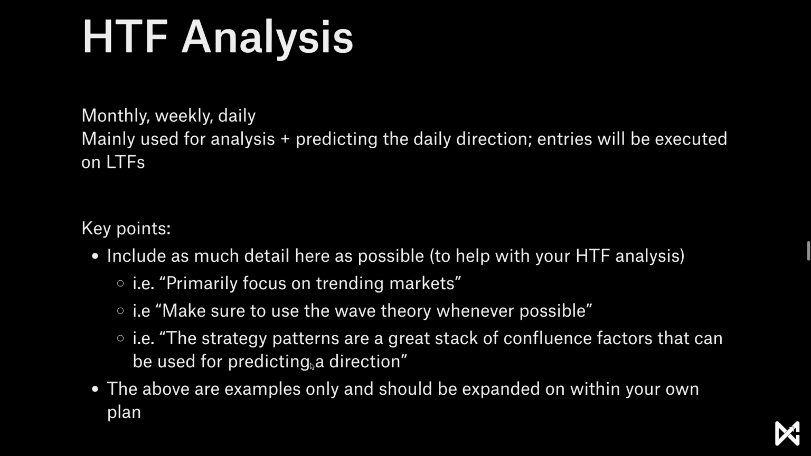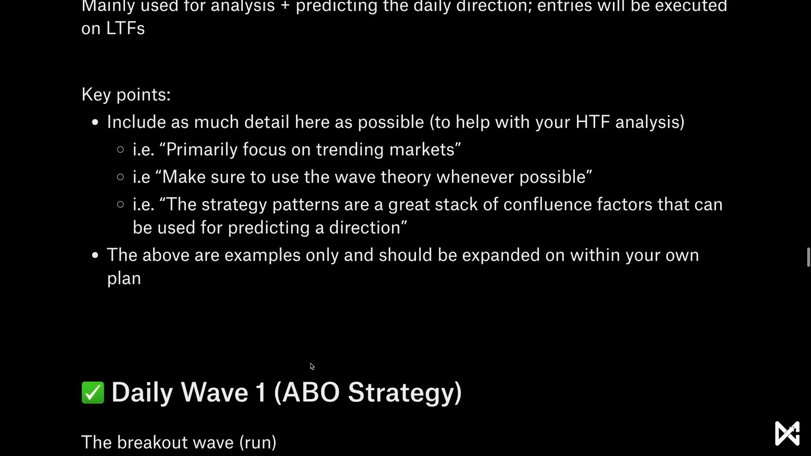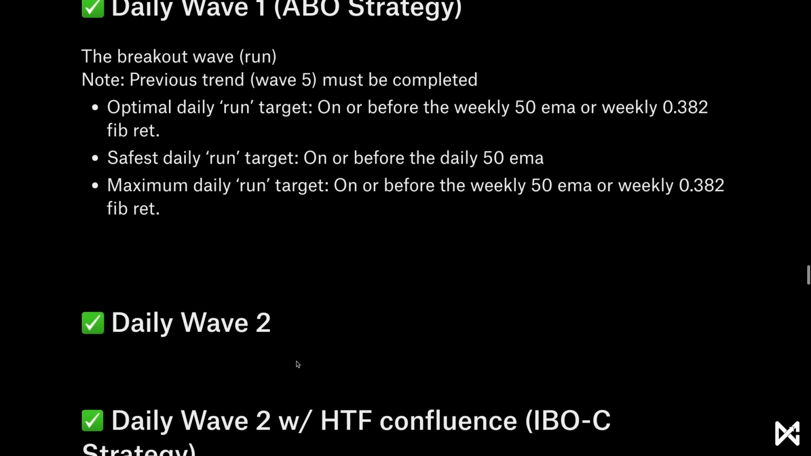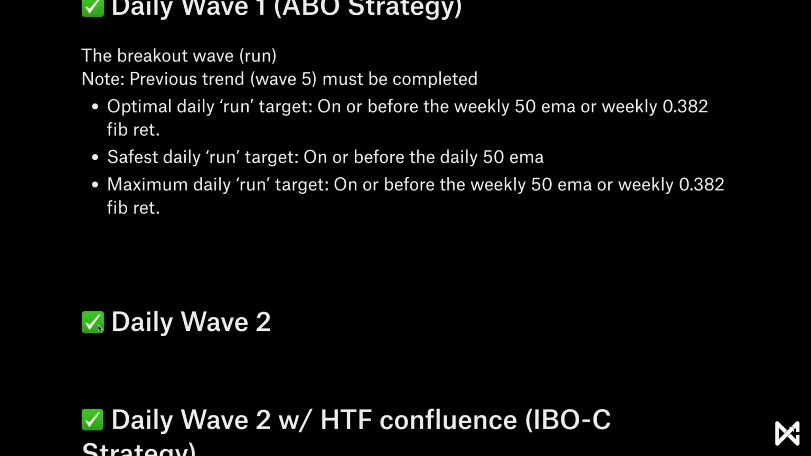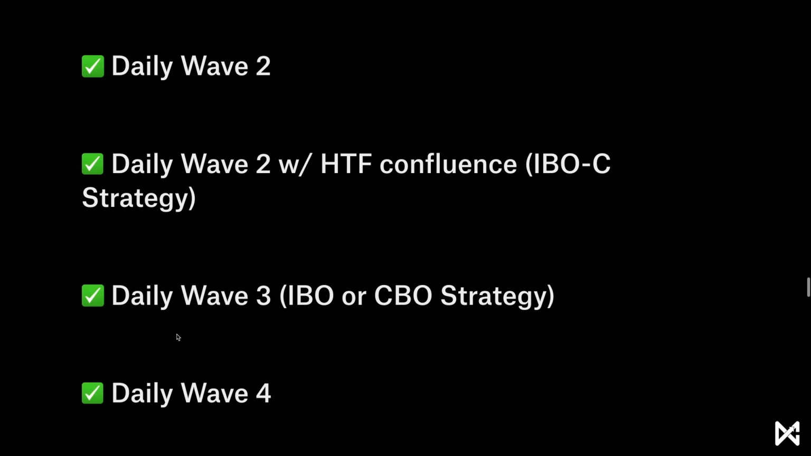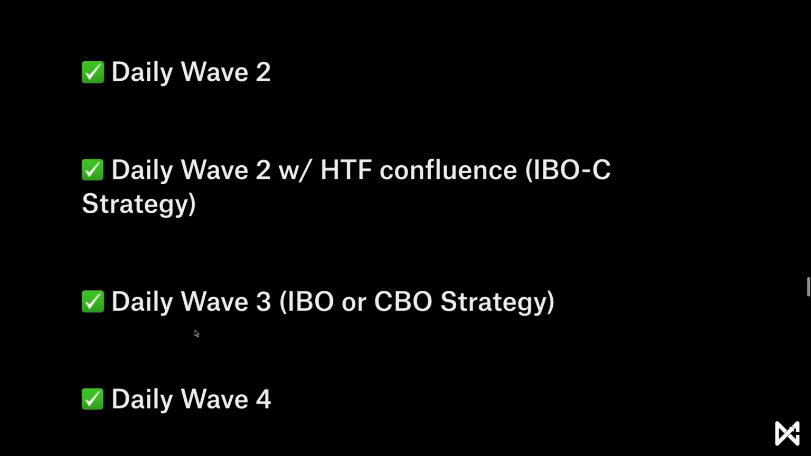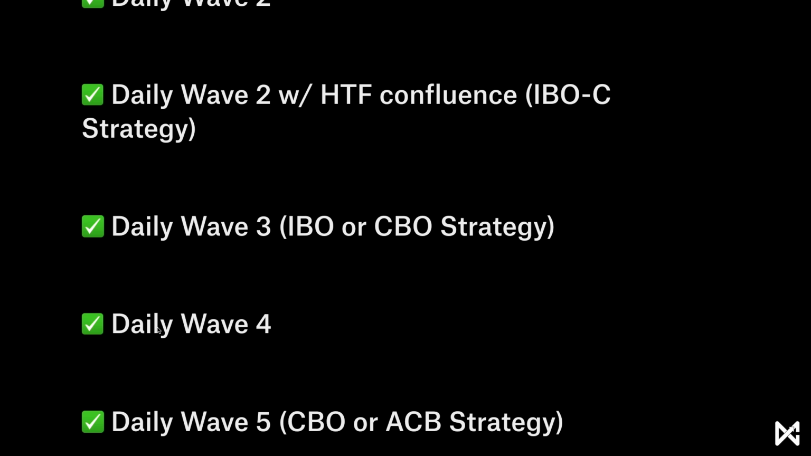You can also do it a little bit differently, such as, hey, I'm a swing trader, so I do not execute on a wave 2 run. So you put an X right there. As a swing trader, I do not execute on a wave 2 pullback and a wave 4 pullback. I don't execute on this, so I put an X, right? So that's kind of how you can structure your higher time frame analysis.